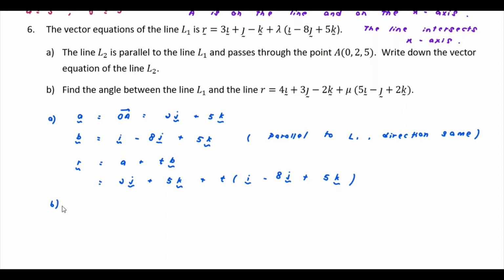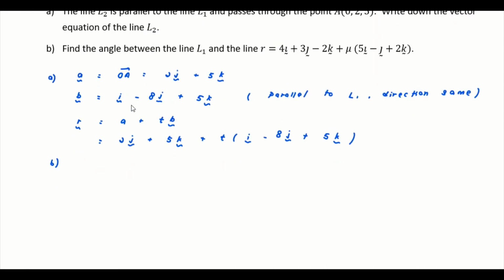Okay, B, find the angle between L1 and the line R equals 4I plus 3J minus 2K, and so on. Okay, so when you see the words the angle between, you should be able to recall the thing that we learned in the previous lesson, which is the scalar product. So in this case, we need to find out the idea for the angle. When we talk about the equation here, it's not the same as when we talk about a simple vector, because this is the equation of a straight line. Then it consists of two parts here, and we do not have the mu.